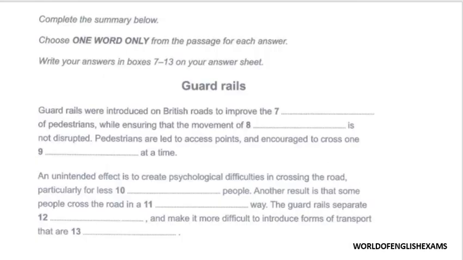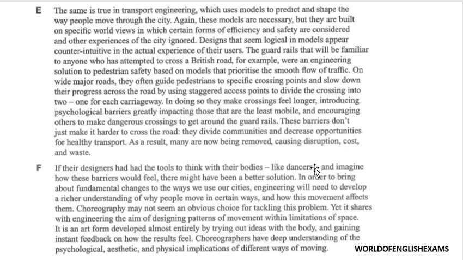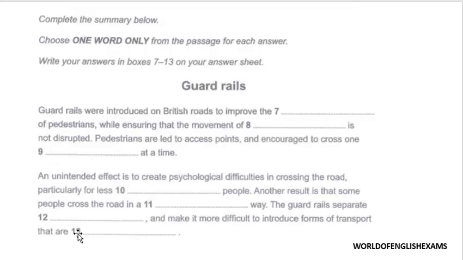And let's go to the last question now, last blank, and make it more difficult to introduce forms of transport that are dash. So we are talking about forms of transport. Okay, so they divide communities and decrease the opportunities for healthy transport. So what kind of transport is it? Healthy transport. So transport forms that are healthy. What's the answer for the 13th one? Healthy.